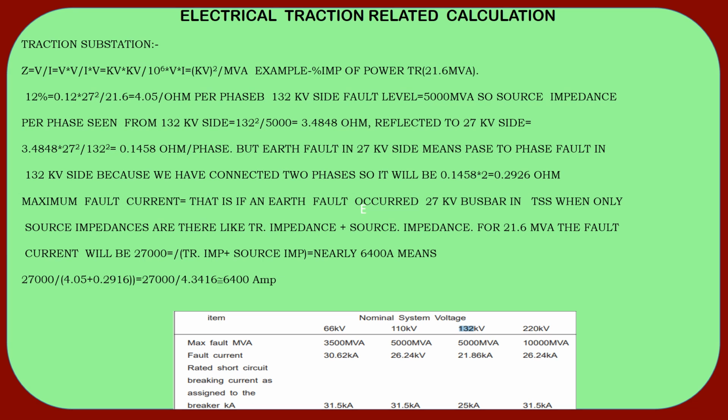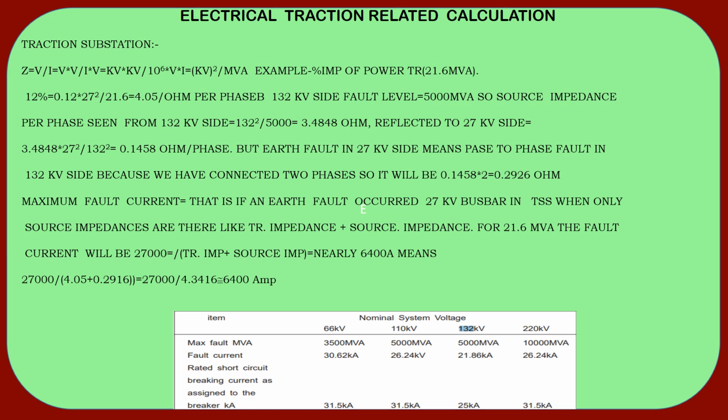The source impedance is multiplied by 2, because an earth fault on the secondary 27 kV side is equal to a phase-to-phase fault in the primary. No phase is earthed in the secondary, so it will be a short circuit. This impedance is per phase, so for two phases it will be multiplied by 2. So it comes around 6400 ampere, and this 6400 ampere will be used for various relays, mainly OCR 1, OCR 2 and OCR 3.